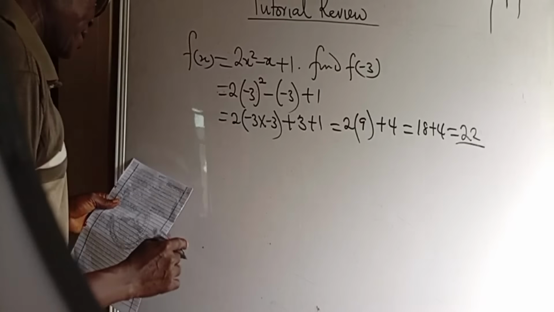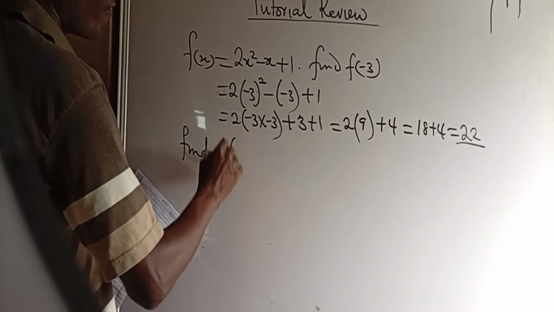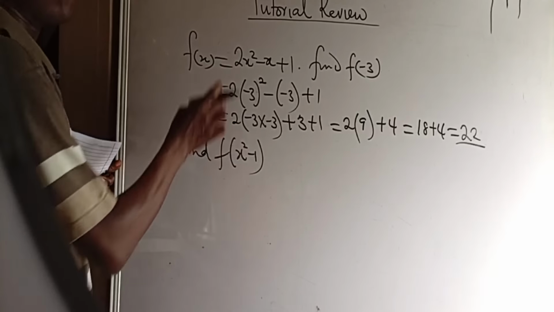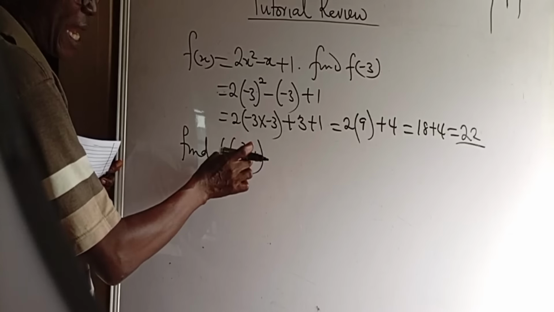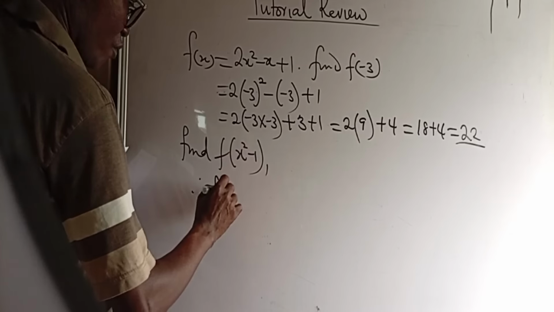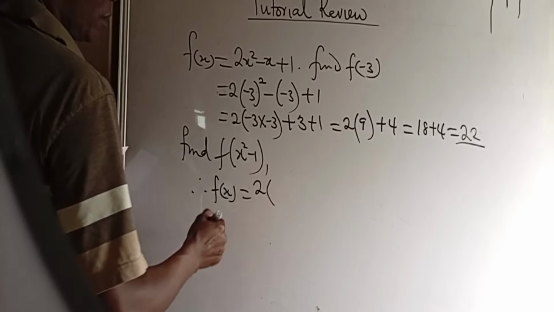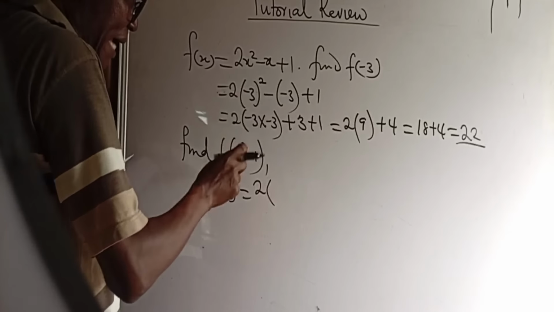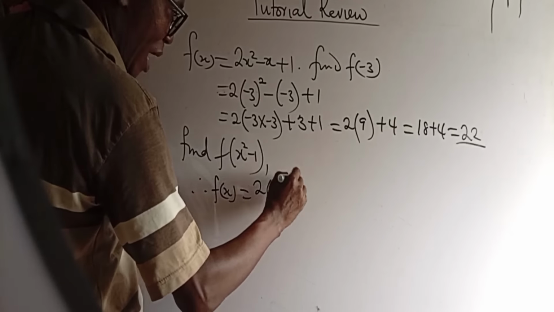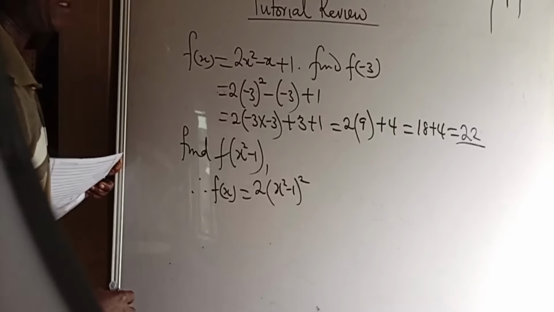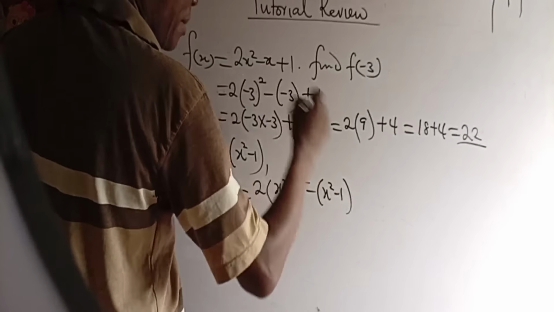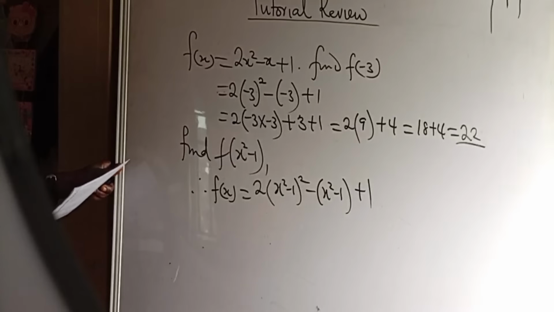Now suppose the question says, find f of x squared minus 1. What you just need to do is, what is the value of f of x when our x is x squared minus 1? So what do we do? Just put it there. Therefore, f of x now will be 2 into, whenever you see x now, you put x squared minus 1. That's the meaning. So this is x squared minus 1, everything all squared. I hope you understand. Minus x squared minus 1, then plus 1.